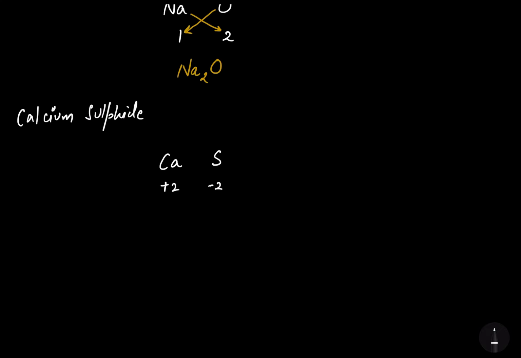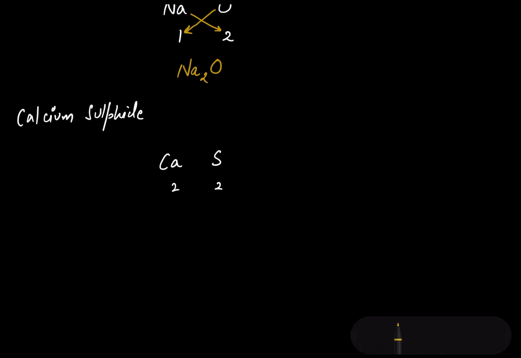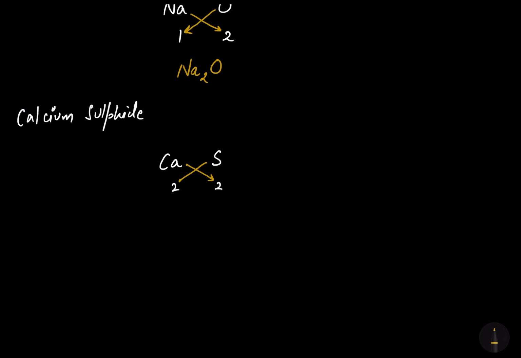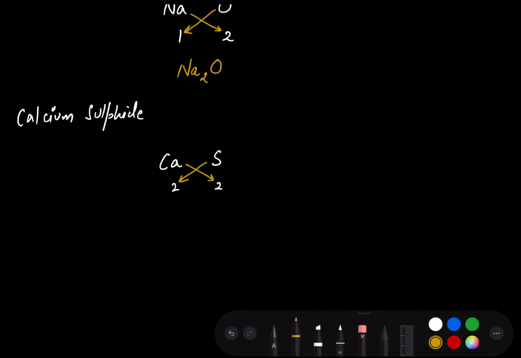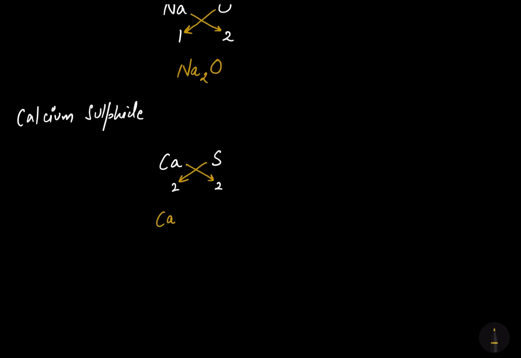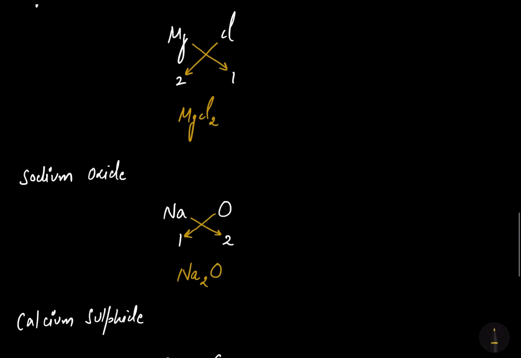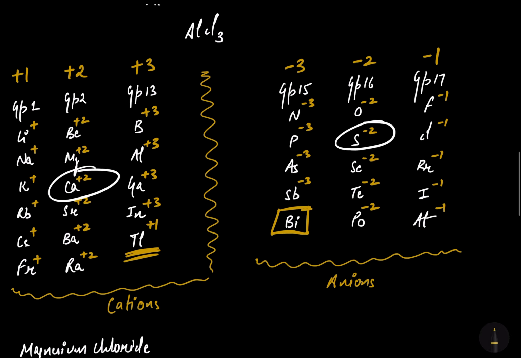Now, what we have to do, we have to just firstly ignore the signs. Now we have to cross multiply it. Calcium with 2 and sulfur with also 2. So what next is going to happen? So it comes out to be Ca2 and S2. Then the simplest whole number ratio for calcium sulfide comes out to be Ca1 and S1. So it comes out to be CaS. That's the molecular formula or formula unit for calcium sulfide. Let's take another example now.